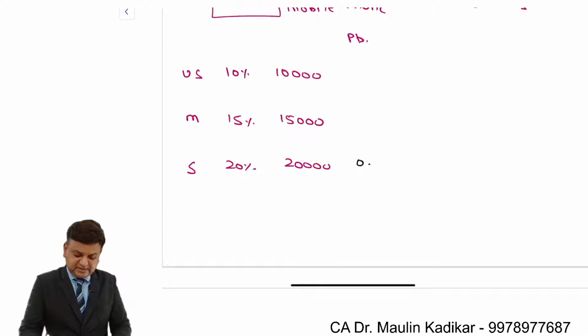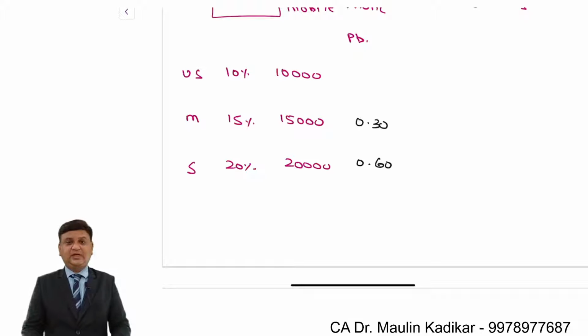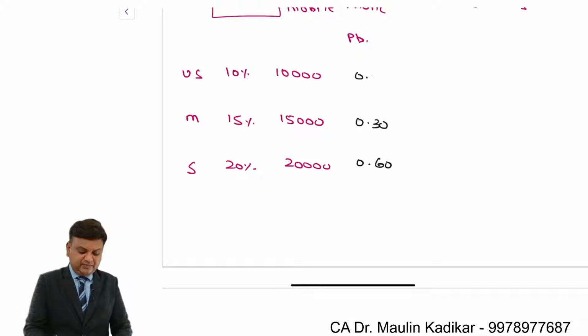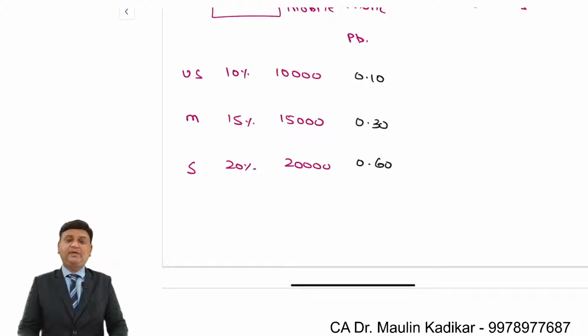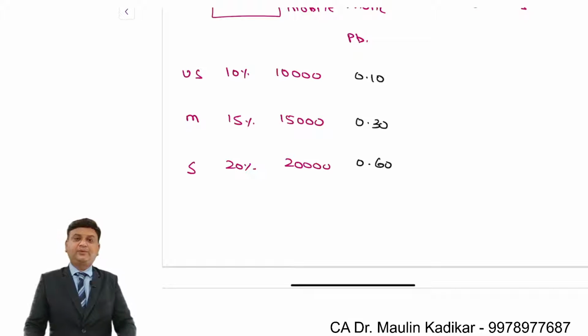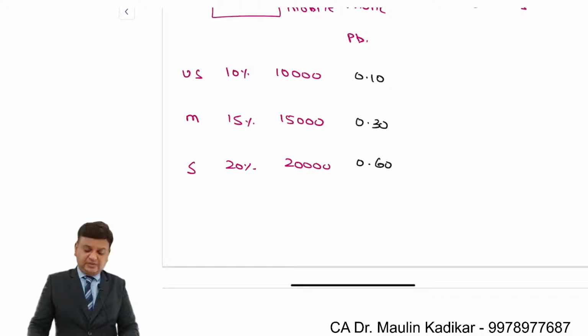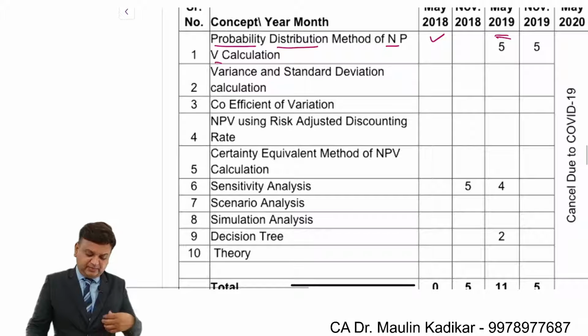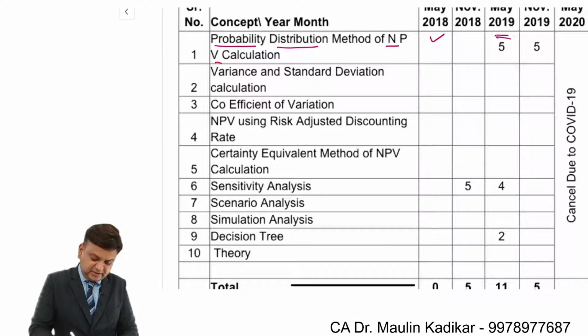There are 60% chances I am expecting that the product would be successful. There are 30% chances I am expecting it to be moderate, and there are 10% chances that it would be unsuccessful. So this is the way we can apply the probability distribution method for forecasting, and based on that we compute the NPV. That is the first thing, the probability distribution method for NPV calculation.